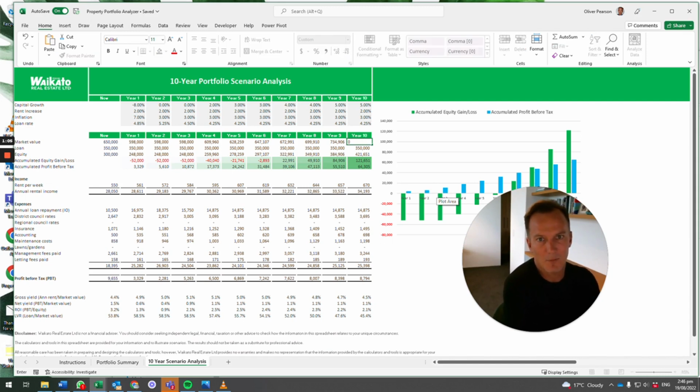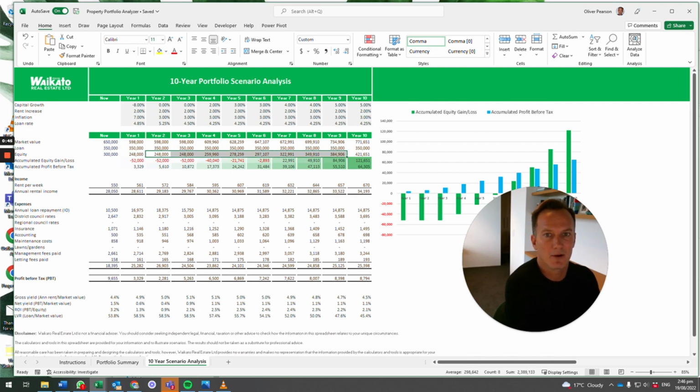We do the same with our loan here. It's an interest-only loan, so the loan amount remains the same going forward. In 10 years' time, that's still 350k owed to the bank. The equity on the property initially decreases because we've got house prices dropping by 8%, but over time that steadily grows, and we're back up to 421k in 10 years' time.